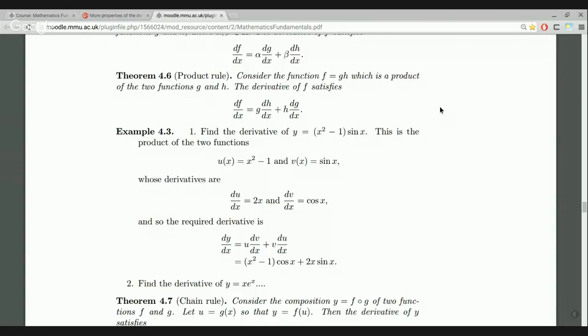The chain rule says that the derivative of f at a is the derivative of g evaluated at h of a times the derivative of h at a. That's what the chain rule says. Well, let's try and prove it. So let's try to prove this, this chain rule.